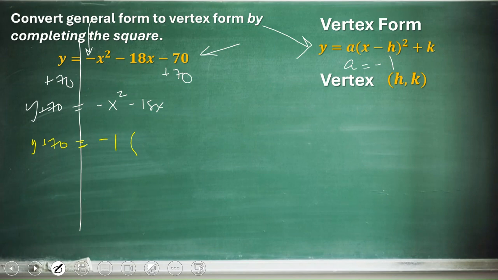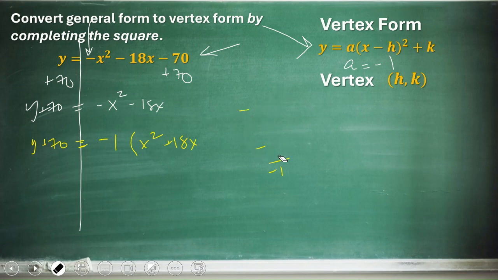And now I'm going to factor that out. And factoring out is another way of saying I'm dividing the -1 out of each term. Essentially, that means here I have -x² divided by -1. When I do that, I just get x². I'm going to do the same thing to -18x divided by -1, which gives me positive 18x. Okay, very important. You have to do that to both terms.